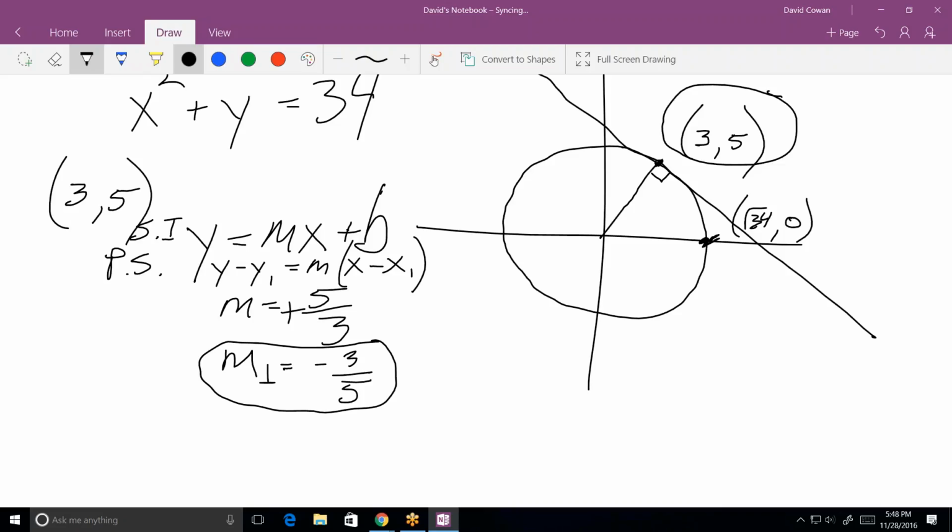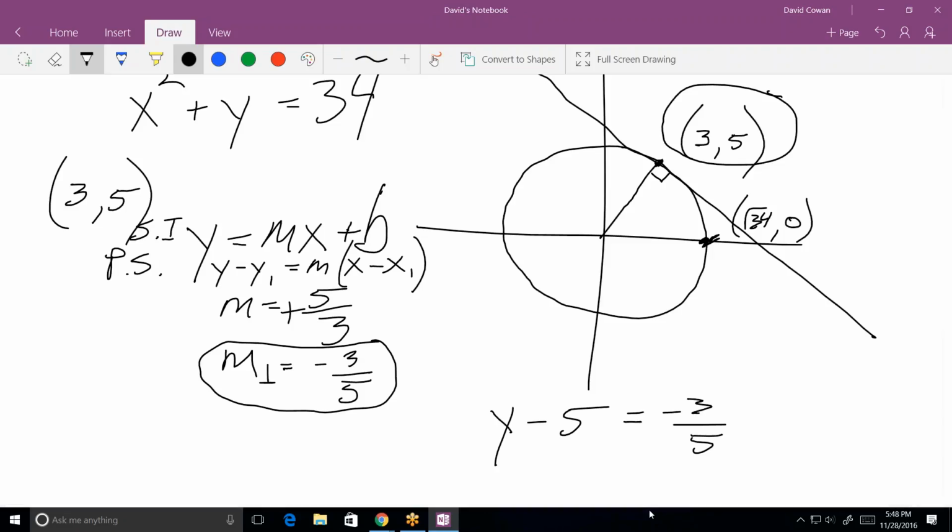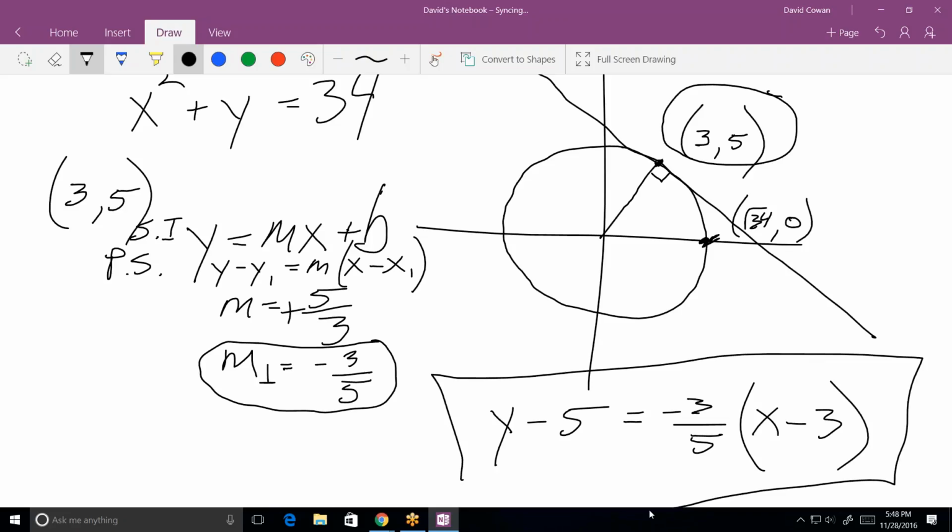I have a slope and a point. So using point slope, I have y minus y sub 1, which is 5, has to equal negative 3/5 times x minus x sub 1, which is that. And there's the answer. There's no simplification required. And that's why point slope actually is better for this kind of a problem.